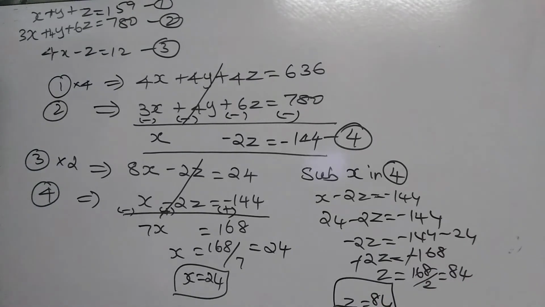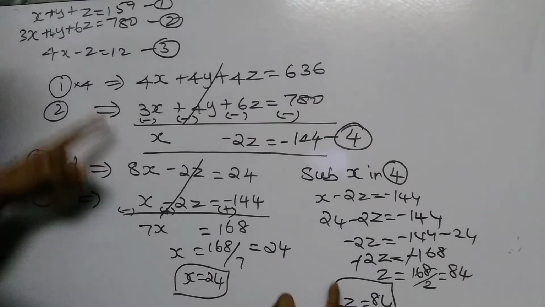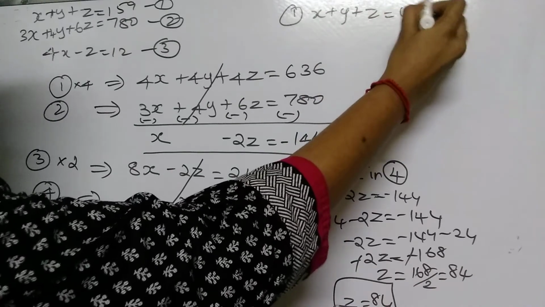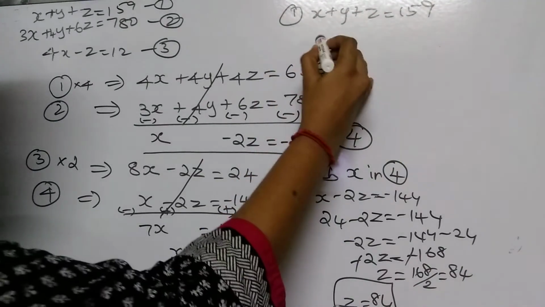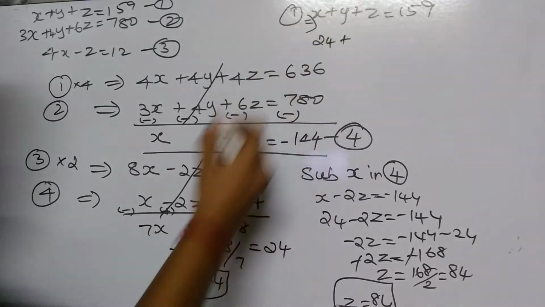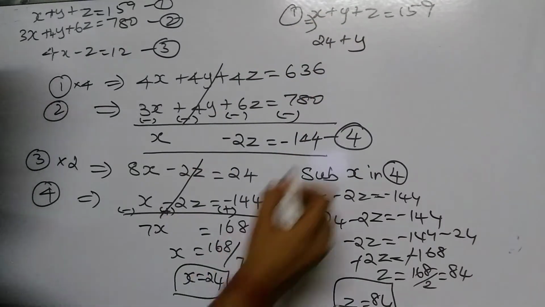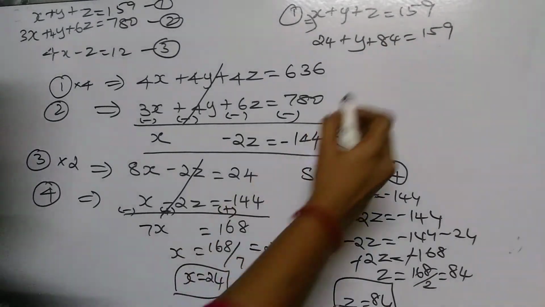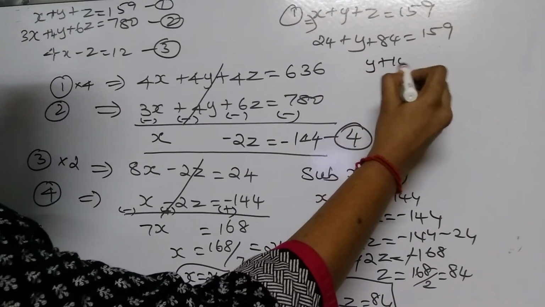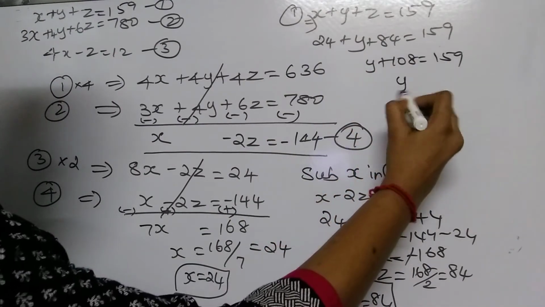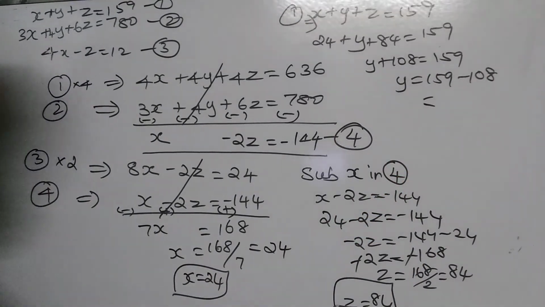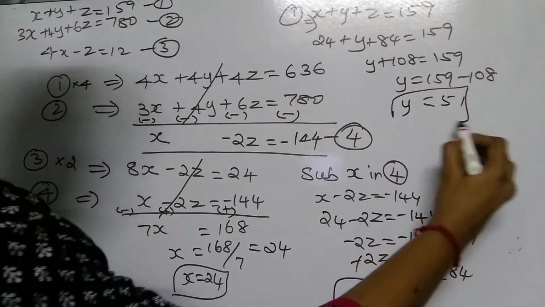So you got your x, you got your z. Now you have to find your y. Substitute x and z in the first equation. What is your first equation? x plus y plus z equals 159. Your x is 24, y we have to find, z is 84, equal to 159. Add up these two: y plus 108 is equal to 159. So your y is 159 minus 108, which is 51. So your y is 51.